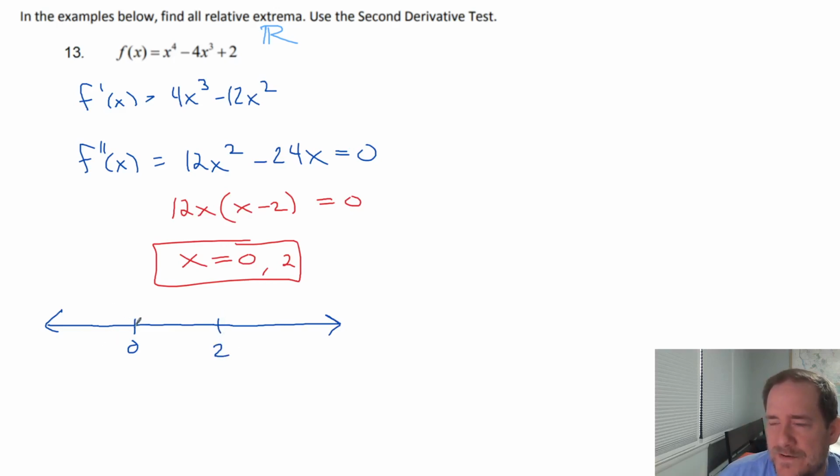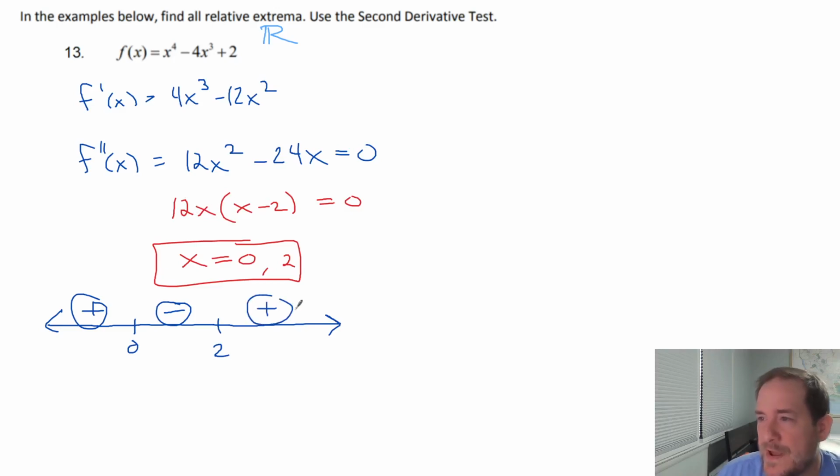To the left of 0, if I plug in something negative, I get a negative times a negative, which is a positive. In between, if I plug in something like 1, I get a positive times a negative, and I'm negative. And if I plug in something greater than 2, then I get a positive and a positive, which is a positive. So I do see the sign change for both of those values.